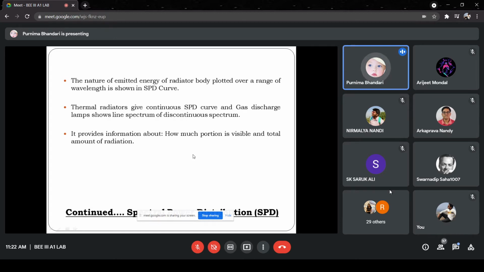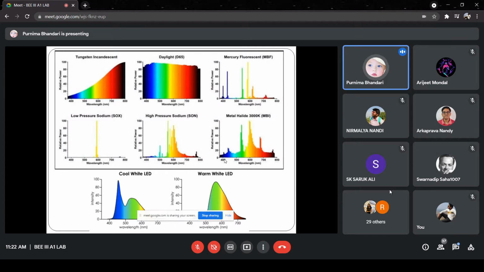If there is a thermal radiator, the SPD curve is continuous. If there is a gas discharge lamp or some other lamp, it gives a line spectrum. It provides the information on how much portion is visible and the total amount of radiation, and it is called the SPD. This is taken from the internet, because we are not doing the experiment with these kinds of lamps, but just to give you a view of what kind of distribution different lamps show.